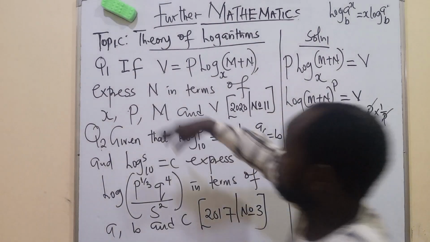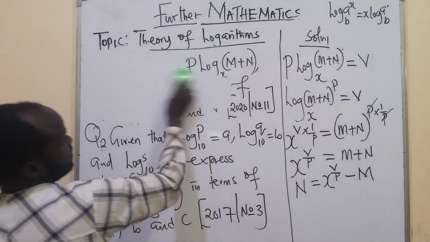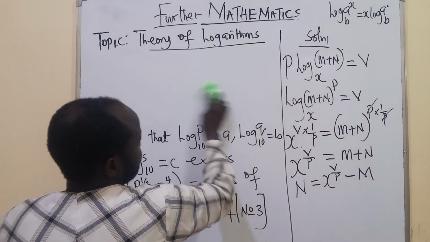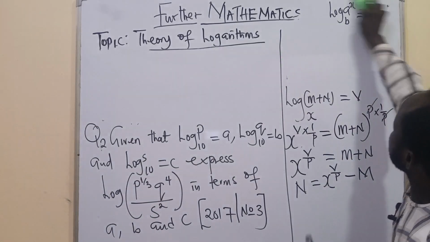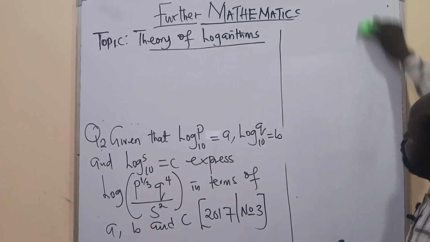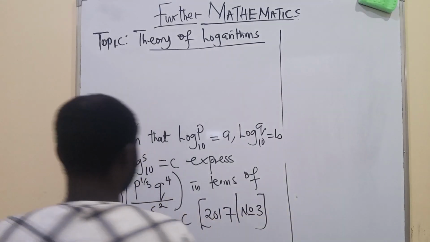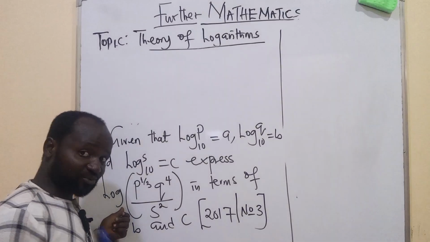Okay, let's move to question 2. Let me remove this question 1 so that we can have enough space to solve that. Let me still remove here so that we can solve question 2. Okay, question 2. If you look at this question 2 critically, here the base is not given.